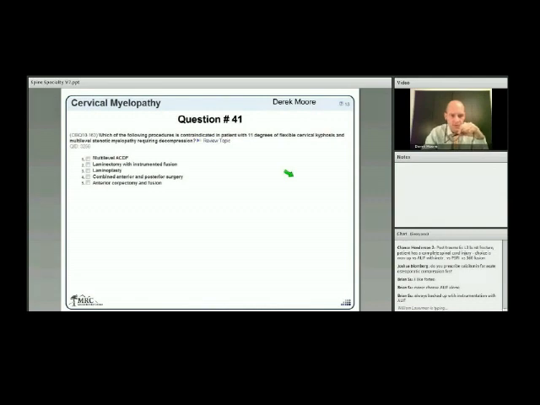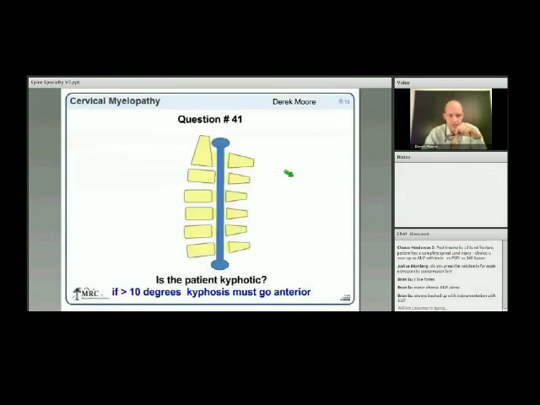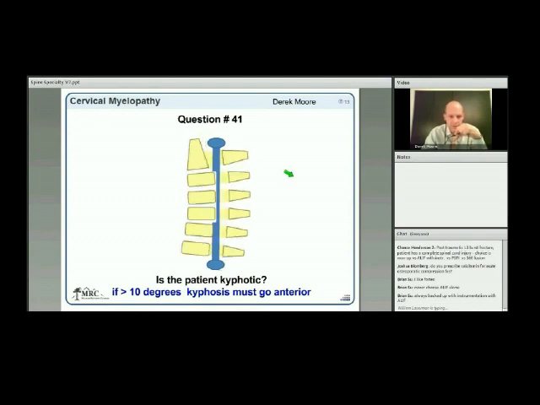Only 54% of you got that question right, so I'm a little surprised by that. Next question, which of the following procedures is contraindicated in a patient with 11 degrees of flexible cervical kyphosis and multi-level stenotic myelopathy requiring decompression? To get this question right, you have to understand the concept of cervical lordosis versus kyphosis. In the normal cervical spine, the spine is actually lordotic. This means that the spinal cord actually drapes right within the center of the spinal canal.